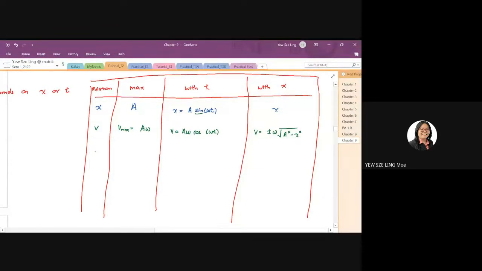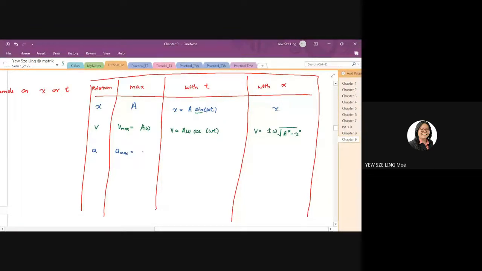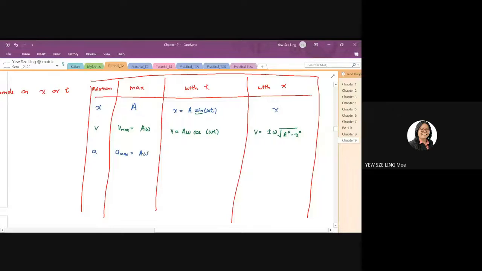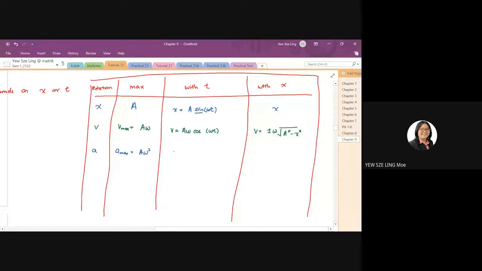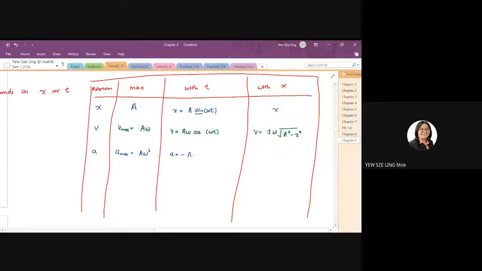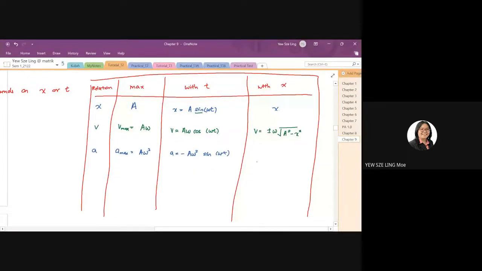And then we have a. So a maximum, we have a omega squared. And then with time, a is equal to negative a omega squared sine omega t. And the relationship with displacement is a equals negative omega squared x. Negative omega squared x.